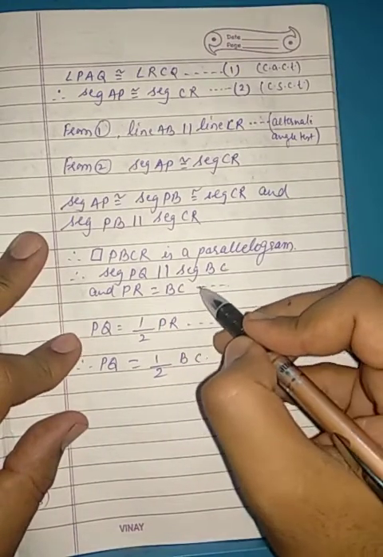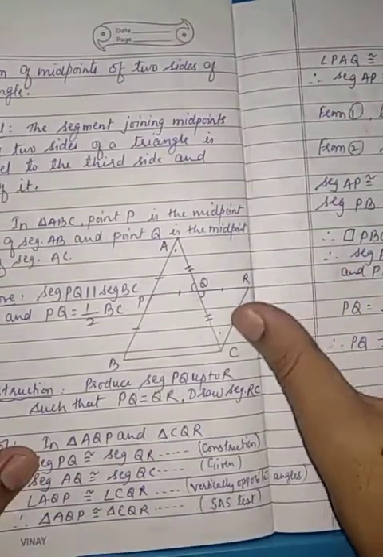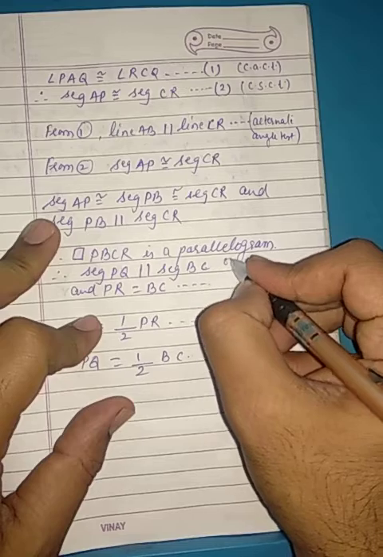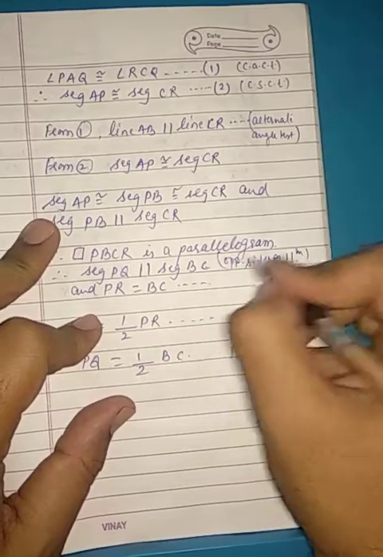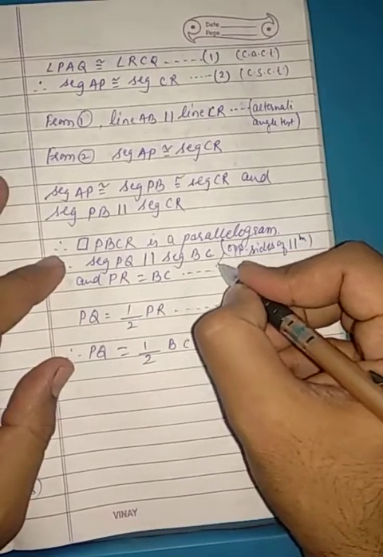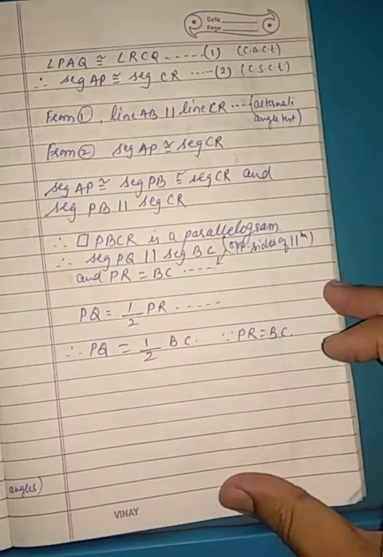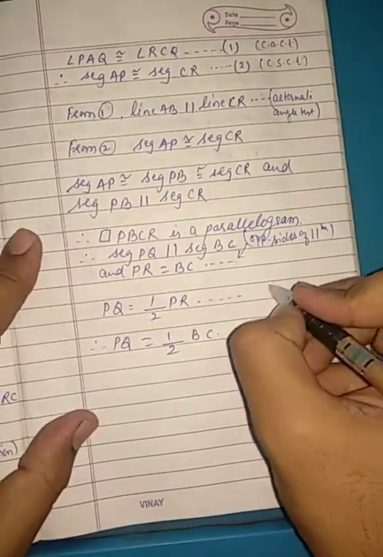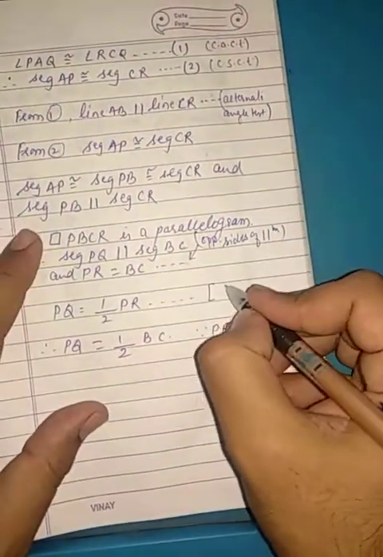So PR is equal to BC, and PQ is half of PR. Why is PR equal to BC? You can write here the reason, opposite sides of a parallelogram. This reason has to be written here: opposite sides of a parallelogram. PQ is half of PR, that is construction. We have already constructed PQ equal to QR, so you can write here, this is construction.